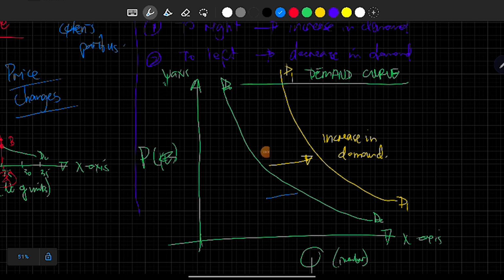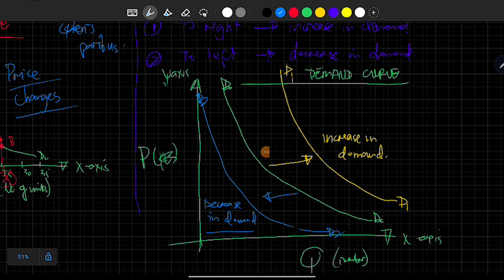Then we also said there could be a movement to the left. So a movement to the left is this way. Then the curve will be somewhere there. So we have demand 2. And we said this will signify a decrease in demand. So remember there are two distinctions here. An increase or a decrease in demand refers to when there is a total shift of the demand curve, either to the right, signifying an increase, or to the left, signifying a decrease in demand.